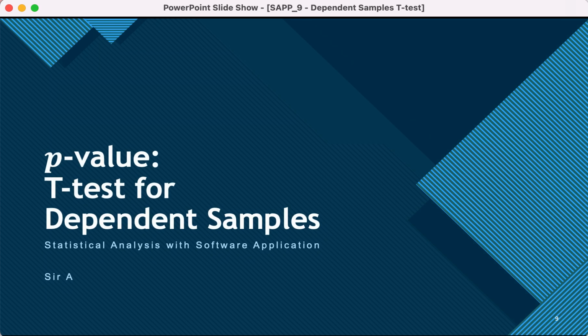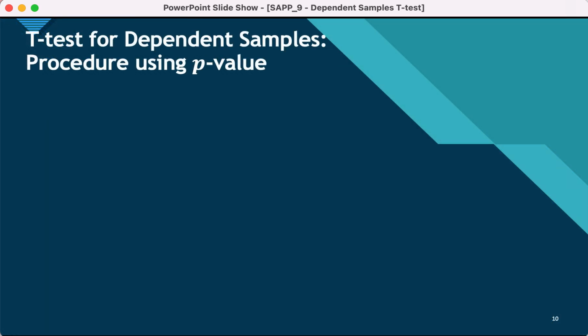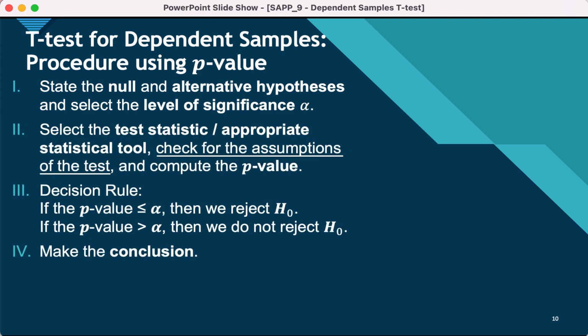We're going to make use of the p-value approach to determine if there's a significant difference or not. This is our decision rule, which we also used in the previous slides. One, state the null and alternative hypotheses and select the alpha level. Two, apply the tool, do the statistics in statistical software, and compute the p-value. Three, the decision rule: if the p-value is less than or equal to your alpha, then we reject the null hypothesis. If it's greater than your alpha, we fail to reject the null hypothesis. Then we make the conclusion, of course.